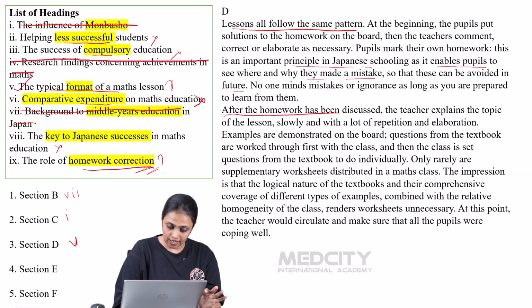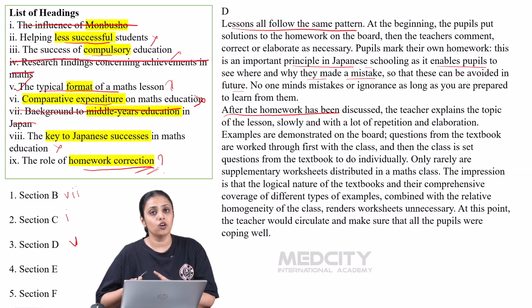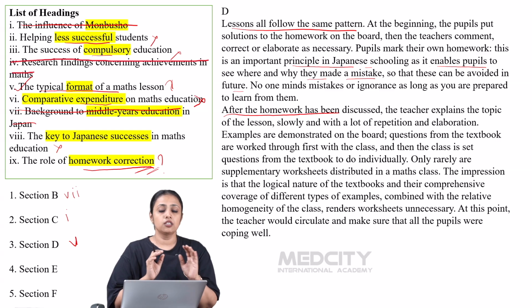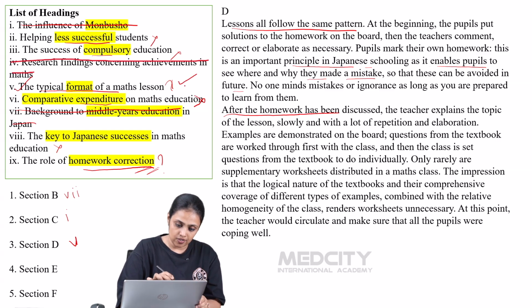Of course, this homework correction is mentioned, but why we have not gone for that is because it's just one aspect mentioned in that section and it does not cover the entirety of the section. For that reason, 5 is the right answer.